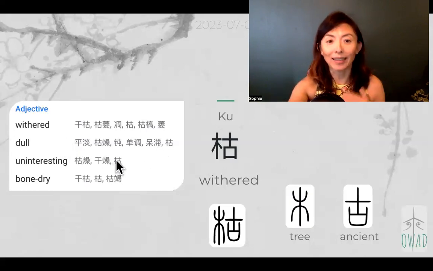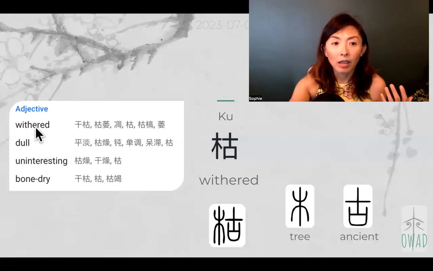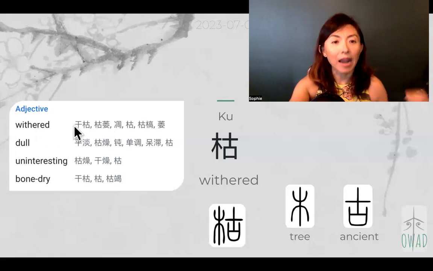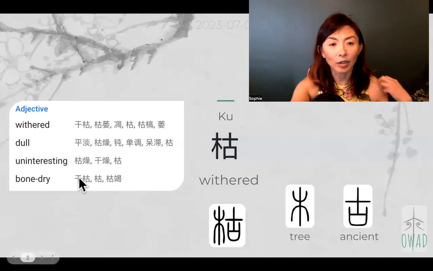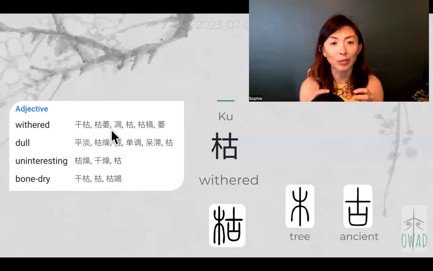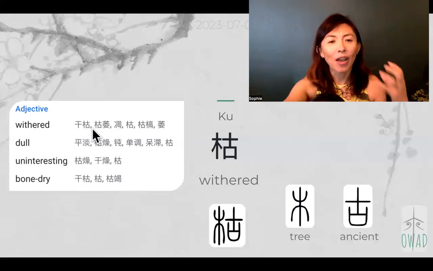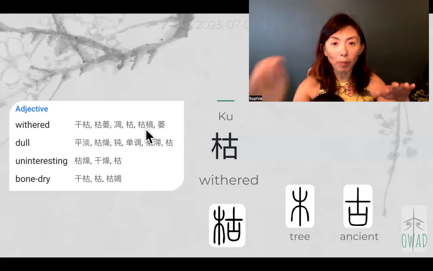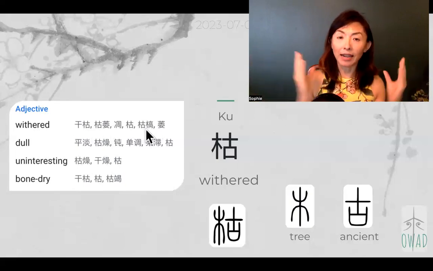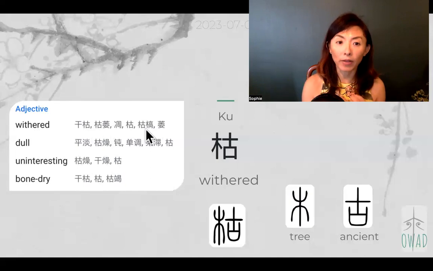And interestingly, you can see this concept can be used to mean something else, meaning uninteresting. Withered we pair with gan ku. Gan means dry, as you can see here too. Or ku wei. Wei is shrinking in size as well. So ku wei or gan ku or ku gao, they are all paired with different characters, centered around the withering concept.